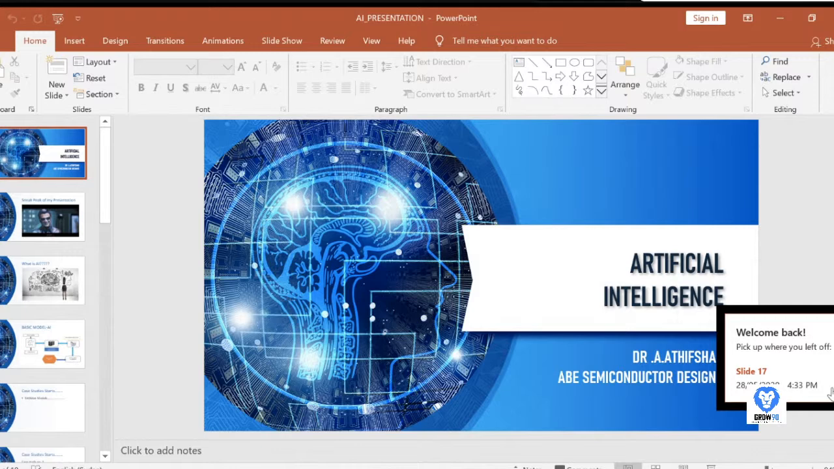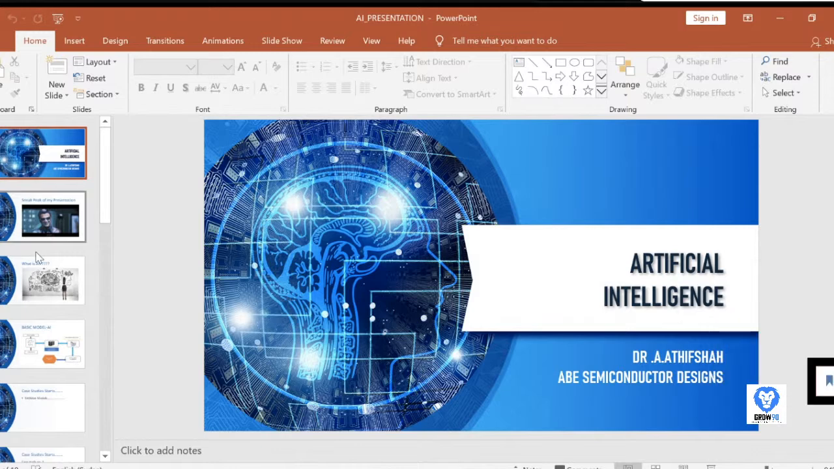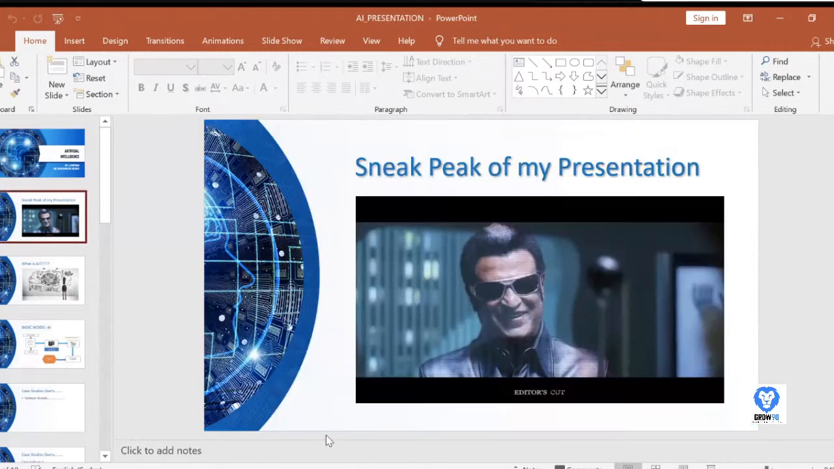So the sneak peek of my presentation is like this. I'm going to take different case studies from the film Enthiran, which was released in 2010. Think about it, artificial intelligence is not limited only to robotics. It has been utilized everywhere, in every device. So we are going to look at that mechanism in this film.